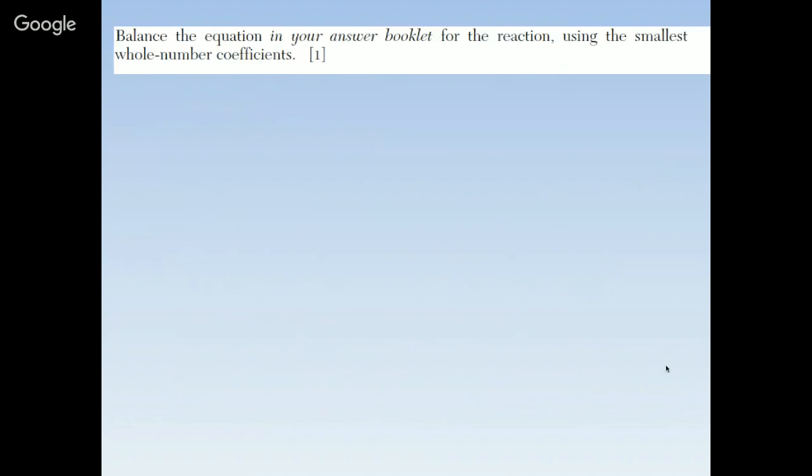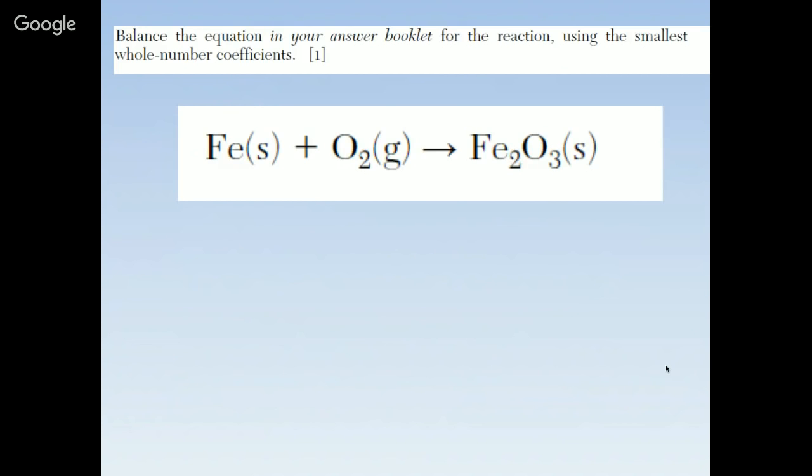Okay, so this is where you might want a piece of paper out just so that you can balance with us. If you could do it in your head, that's great. All right, so try this one. Fe plus O2 gives Fe2O3. I want you to balance it using the smallest whole number coefficients.